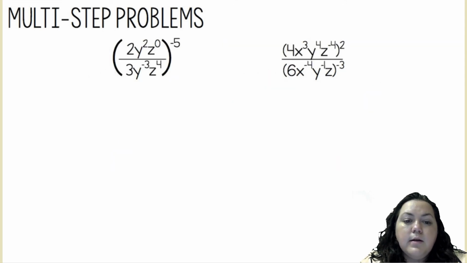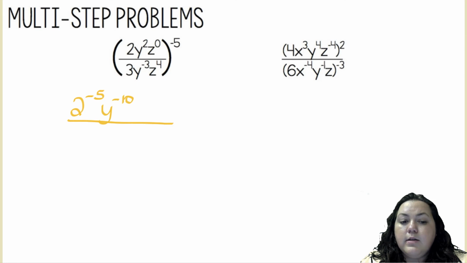Okay, last two. This one, I have everything in there being raised to the negative 5th power. So I'm going to take this. I have 2 to the negative 5th power, and I have y to the second power to the negative 5th, so it's going to be y to the 10th. Z to the 0th power raised to the negative 5th is just going to be 1. So anything to the 0 power is 1. Okay, and then in the denominator I have 3 to the negative 5th, y to the 15th, it's going to be positive because negative 3 times negative 5 is positive 15, and z to the negative 20th.